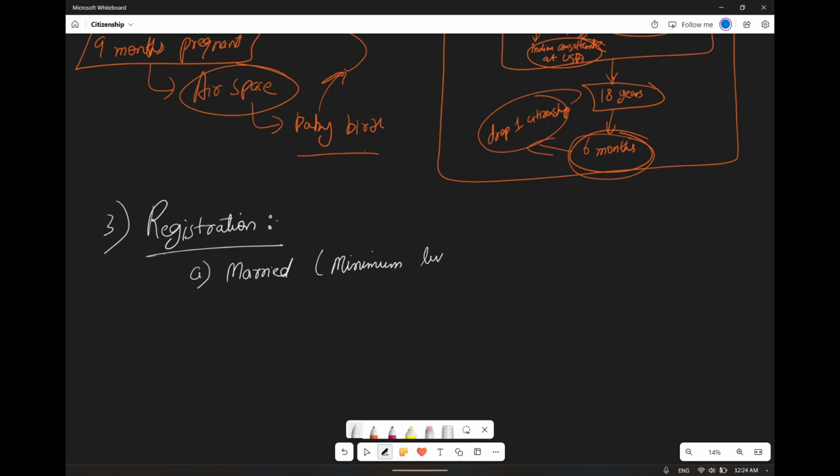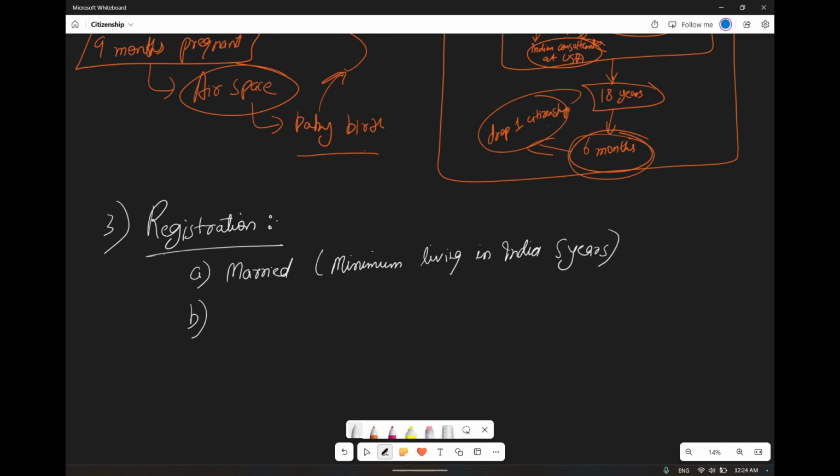But for this, the minimum living for that person in India will be 5 years. That person must have lived in India for at least 5 years. Okay, that was your citizenship by registration.